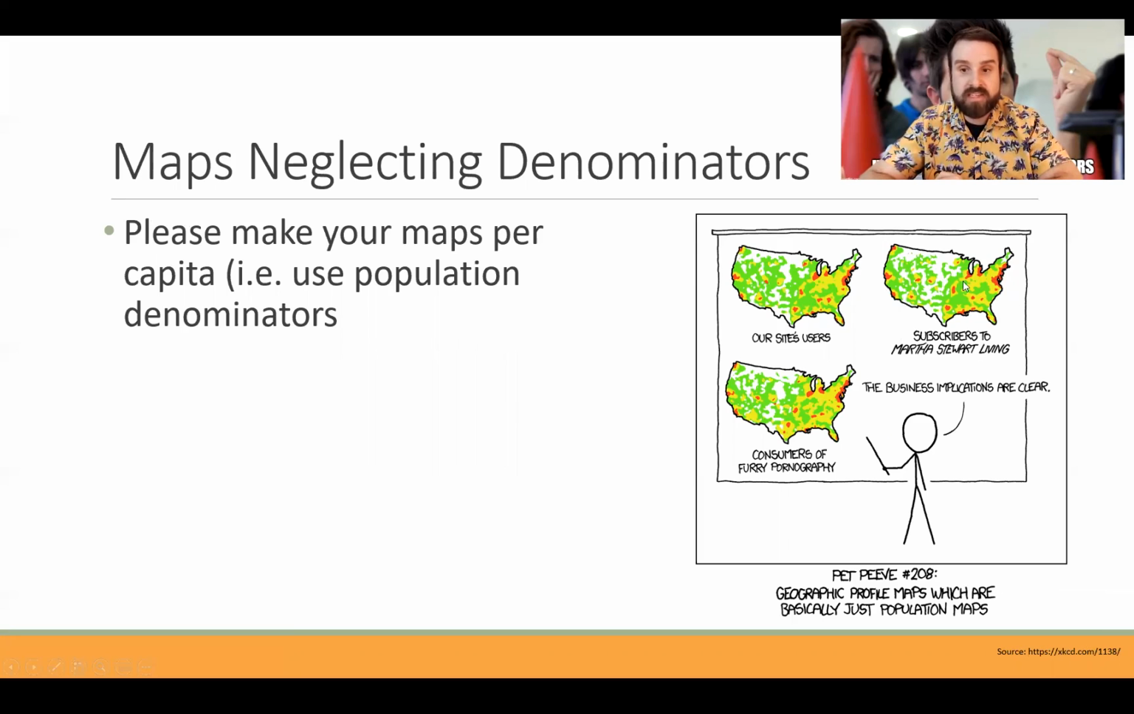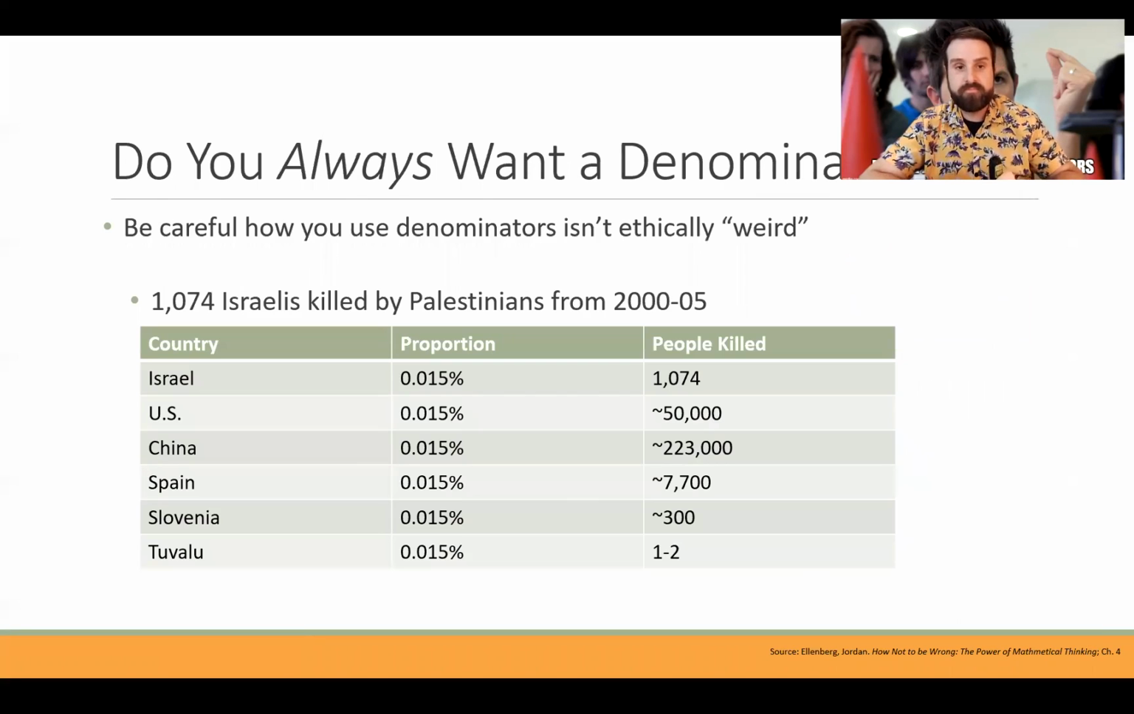Otherwise you'll just see population heat maps get hot around a lot of people for everything, from a website's users to subscribers to Martha Stewart Living to consumers of furry porn. The conclusion should not be to make your business based on furry porn. So always account for population denominators when you make or consume a map.